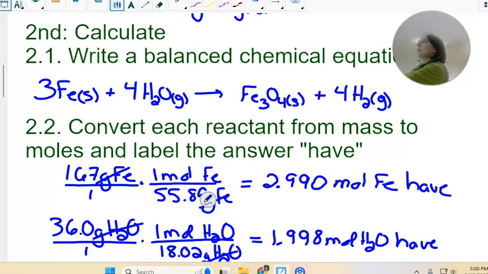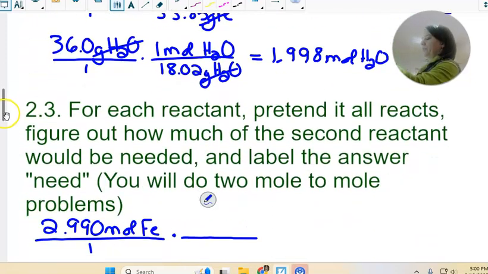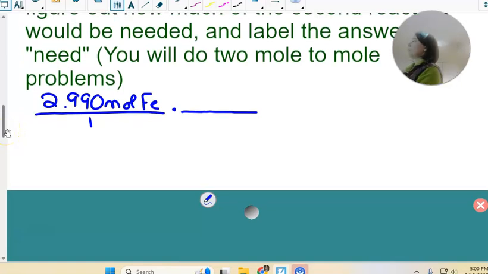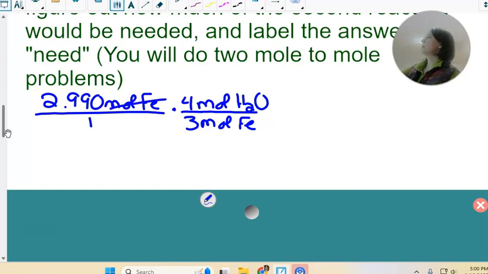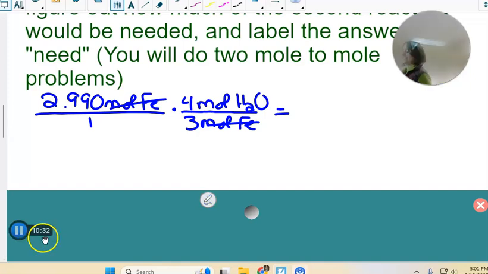3 moles of iron and 4 moles of water. I know the 3 moles of iron are going to have to go on the bottom to cancel it out. So that means the 4 moles of water are going to go on the top. I'll cancel my units. I'm left with moles water. Yep, that's what I need, the other reactant. So then I'm going to take this 2.99 times 4 divided by 3. So please do that and get your answer.